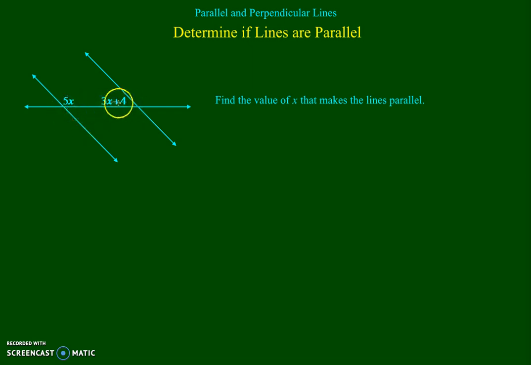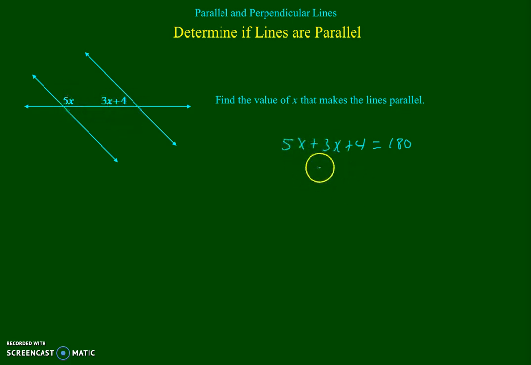In this problem, we have two consecutive interior angles. Now, the only way that this line and this line can be parallel is if this and this are supplementary. These two angles must be supplementary angles in order for this line and this line to be parallel. So that gives us our equation. We're going to say that 5x plus 3x plus 4 has to equal 180 because these two angles must be supplementary.